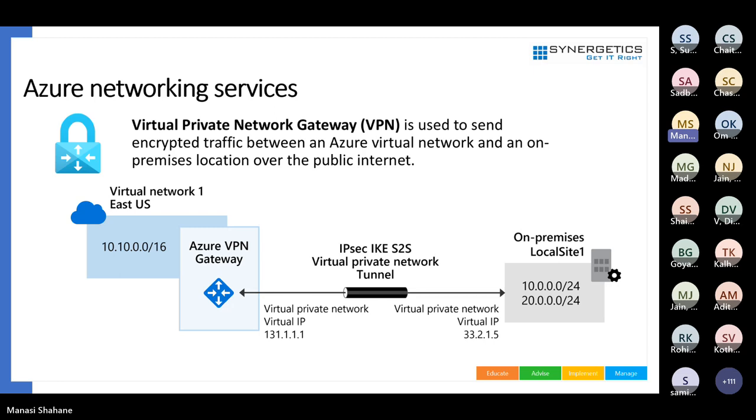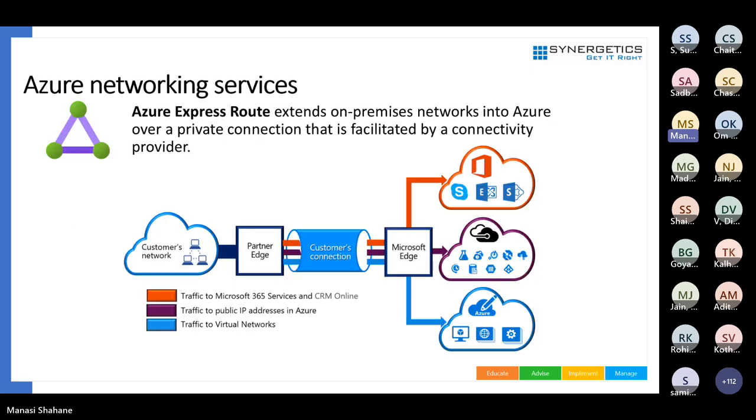But if you want to keep it private, okay, you want to keep your messages encrypted, you don't want it to be sent over the public internet, you will go for a virtual private network. Then let's say you have machines on-premise and on the cloud, but it requires a lot of bandwidth for the data that you are transferring and communicating, really high bandwidth, and still you want to keep the network private. You can go for something called Azure Express Route. It's again a private network onto Azure.